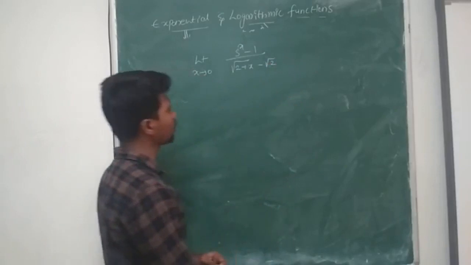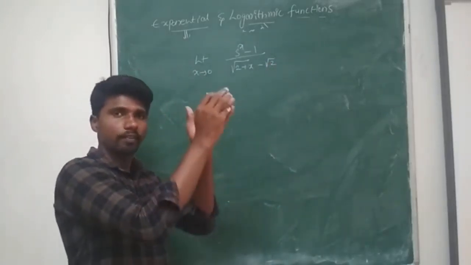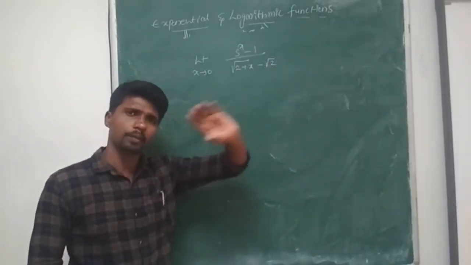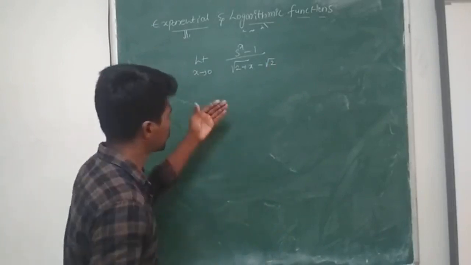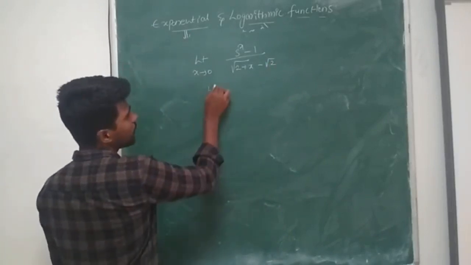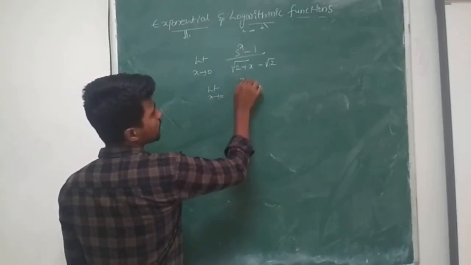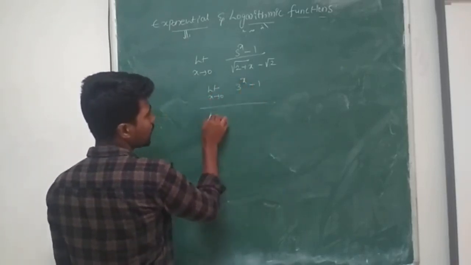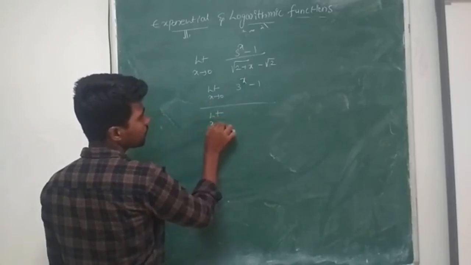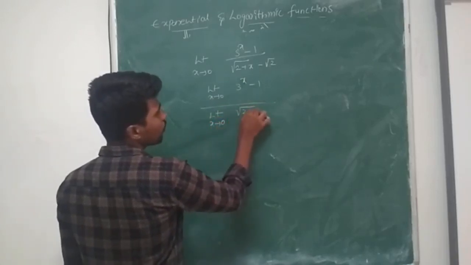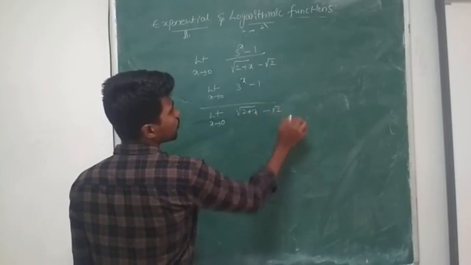So this is a problem they have given. We can write the limit of f of x by g of x as limit f of x by limit g of x. That's what I want to apply here. So I write it as limit x tending to 0, (3 power x minus 1) whole divided by limit x tending to 0, root of 2 plus x minus root 2.